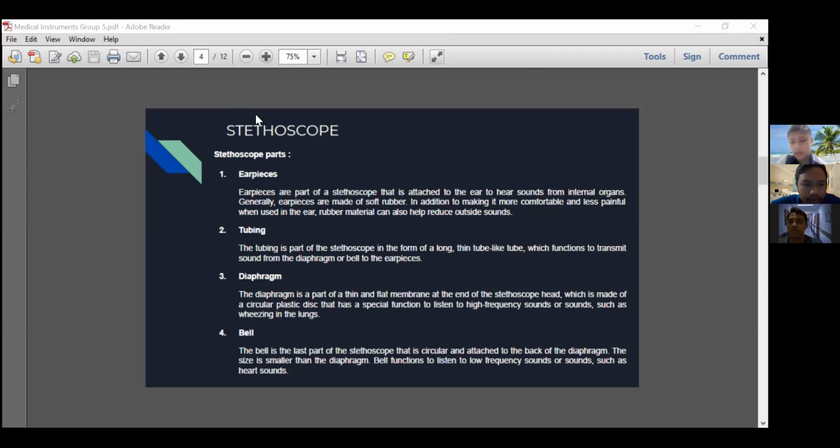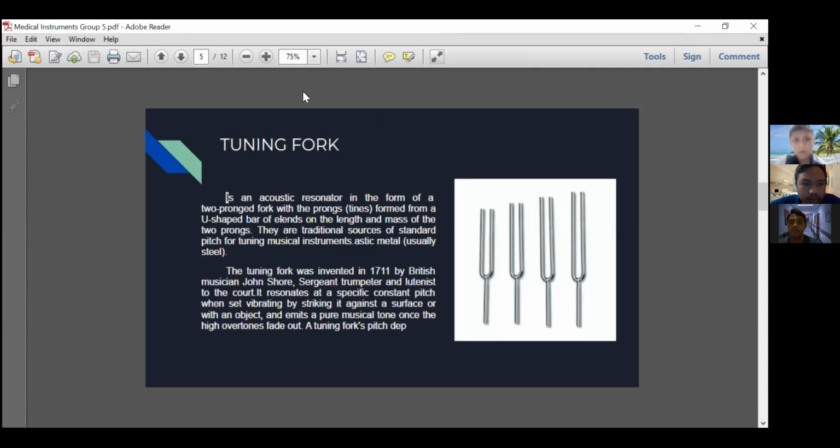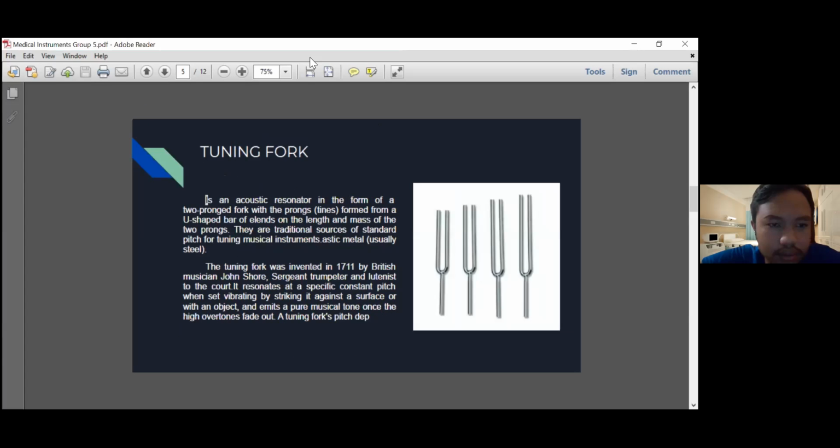And the next part is the tuning fork, which is Berlian Rahmat's part. Please. Okay, thank you for the time. And the third is the tuning fork.